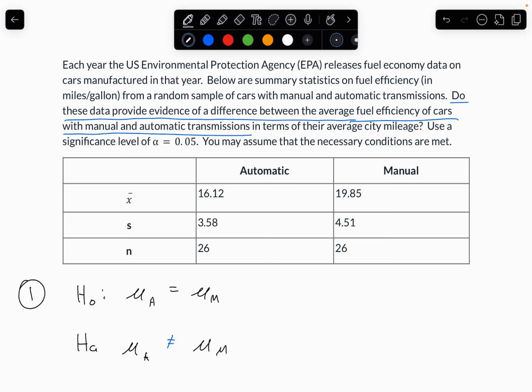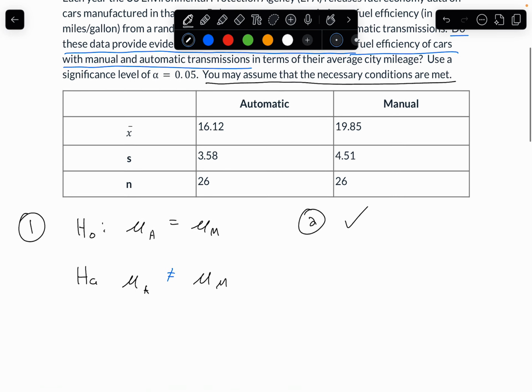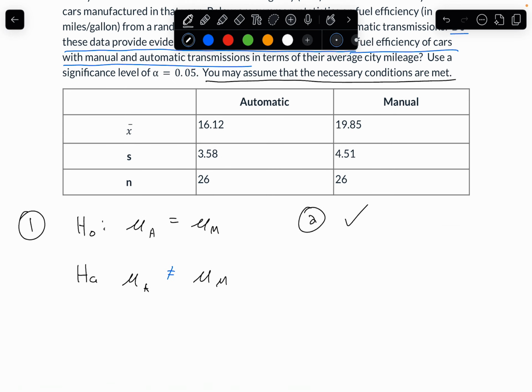Second step would be to check our conditions. However, the last sentence right here said, you may assume that the necessary conditions are met. So that's great news for me. I don't have to do anything for that step. So there is my first step. There's my second step. My third step then, I would want to calculate my standard error, my degrees of freedom, and my test statistic.